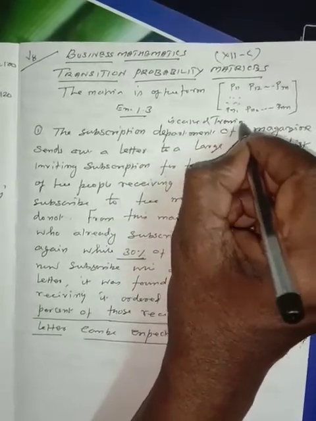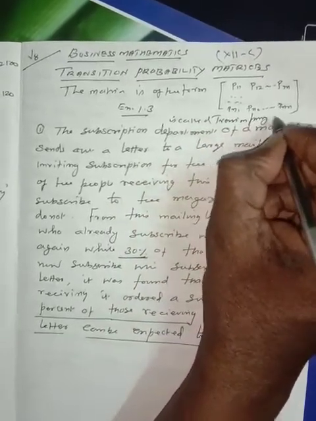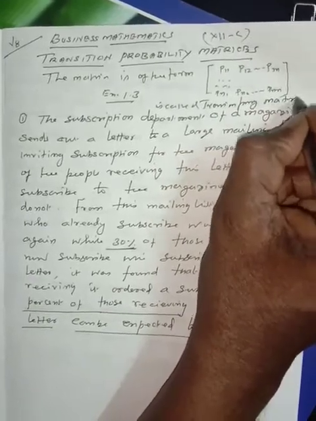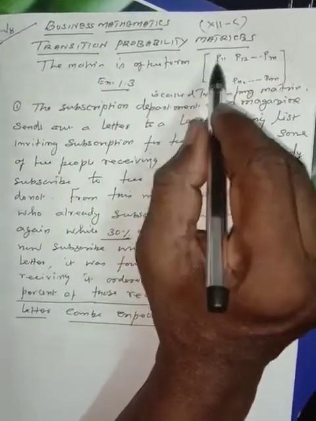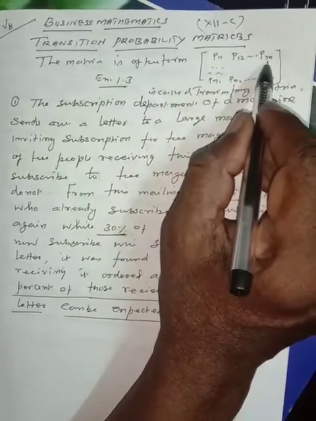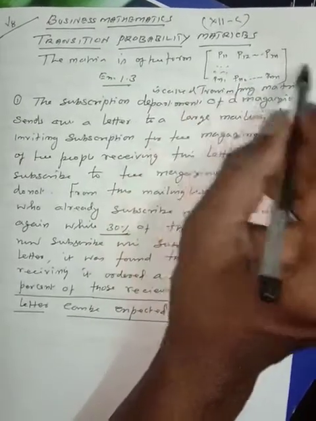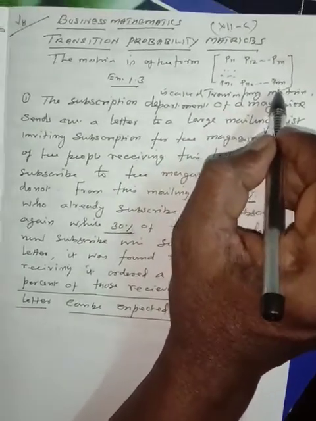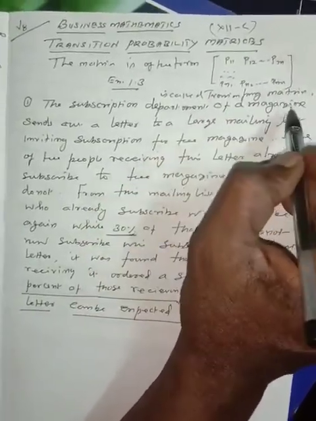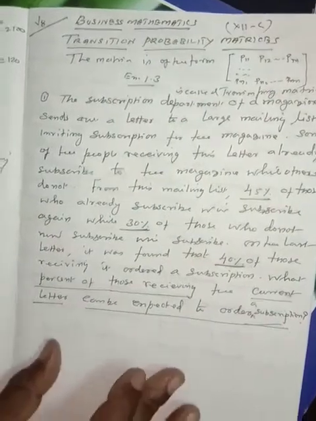Transition probability matrix. A matrix of this form is a square matrix: P11, P12 and so on to P1n, and the last row Pn1, Pn2 and so on to Pnn. A matrix of this form we call a transition probability matrix.